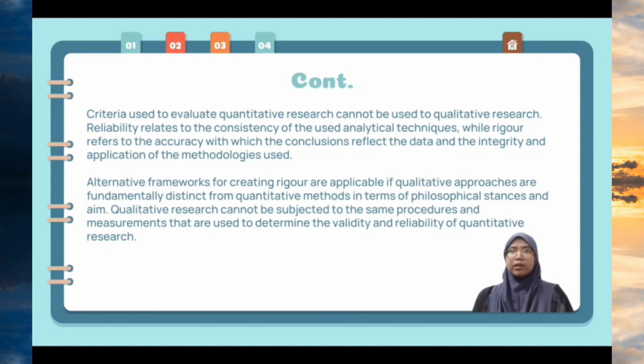Alternative frameworks for creating rigor are applicable if qualitative approaches are fundamentally distinct from quantitative methods in terms of philosophical stance and aim. Qualitative research cannot be subjected to the same procedures and measurements that are used to determine the validity and reliability of quantitative research.